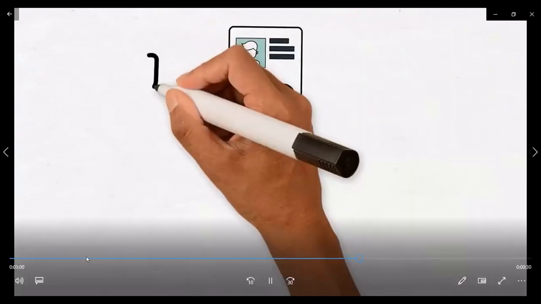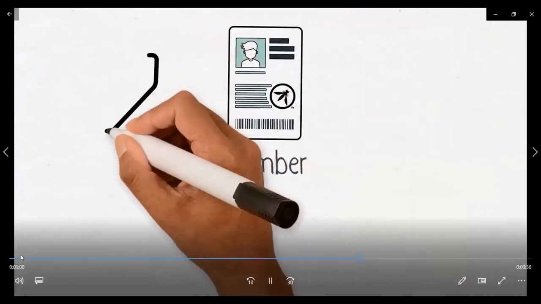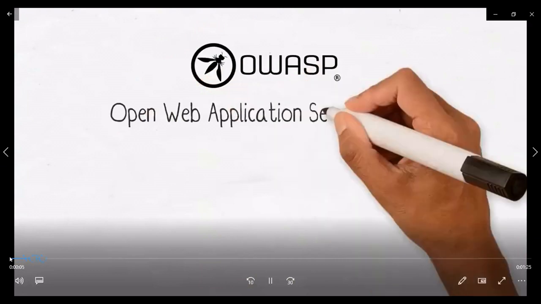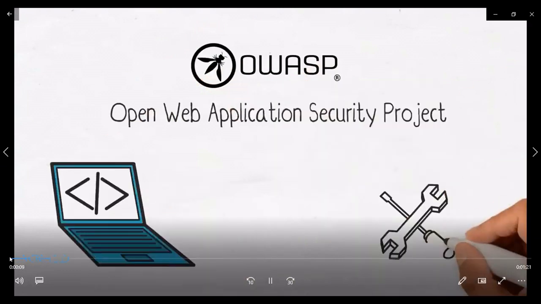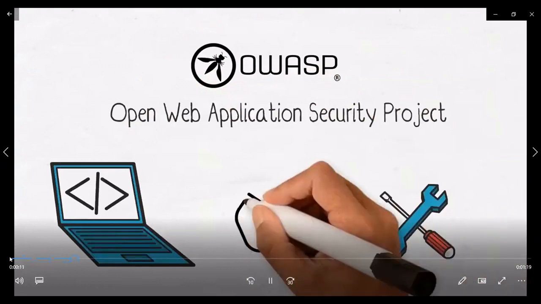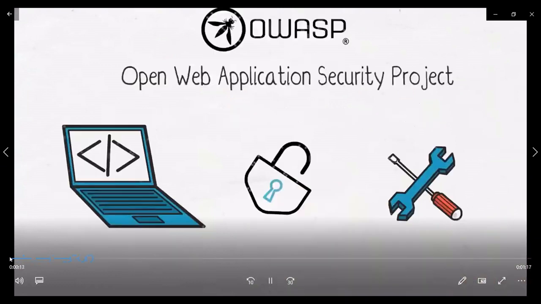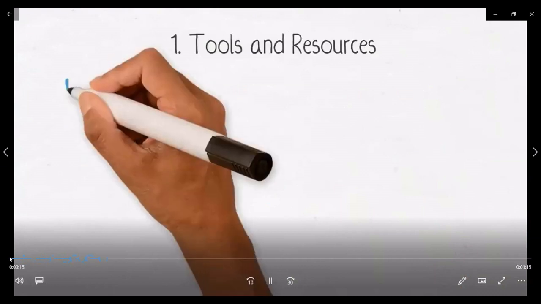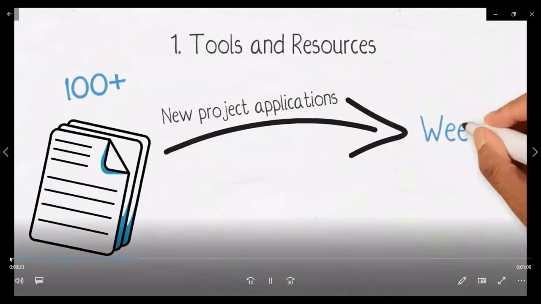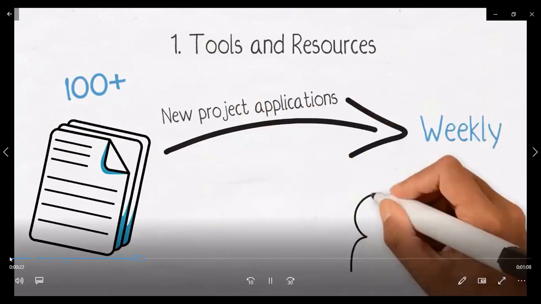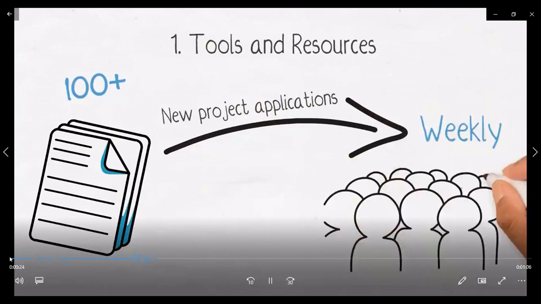OWASP is a nonprofit that stands for the Open Web Application Security Project. OWASP is a community of developers, technologists, and evangelists improving the security of software through tools and resources. OWASP has 100 plus active projects, and new project applications are submitted weekly. Projects are open source and are built by our community of volunteers, people just like you.